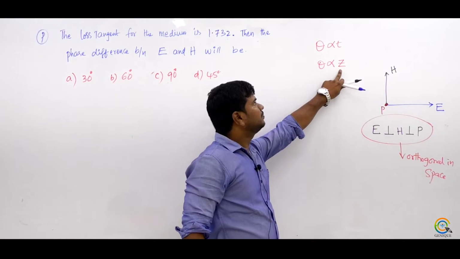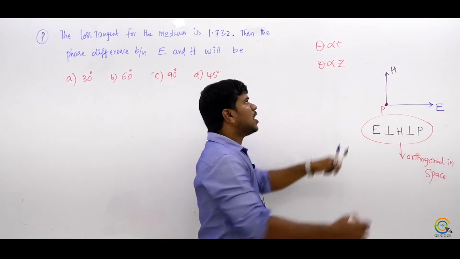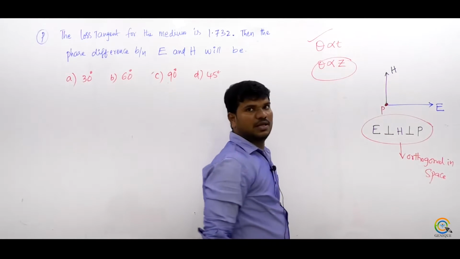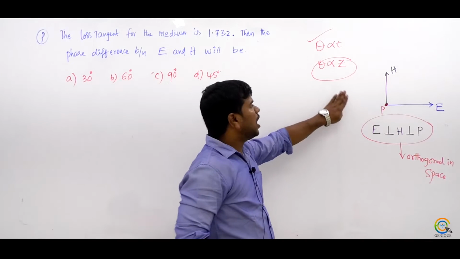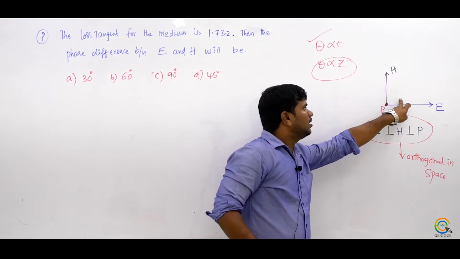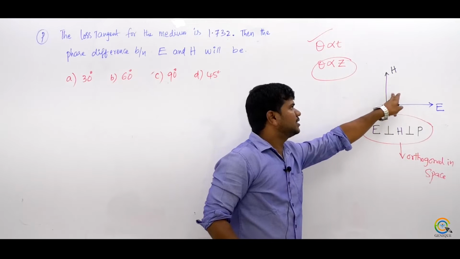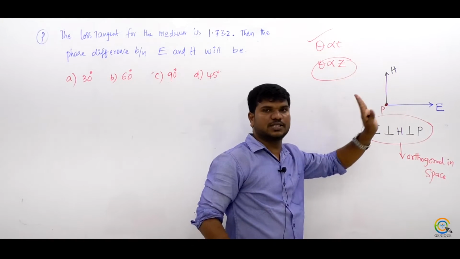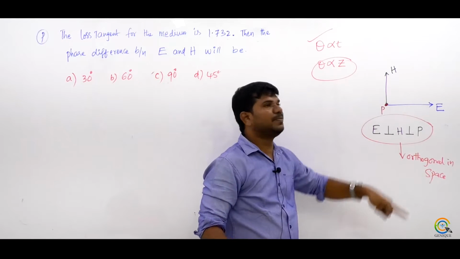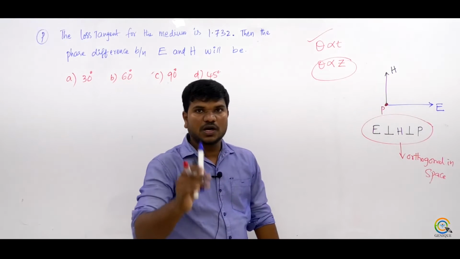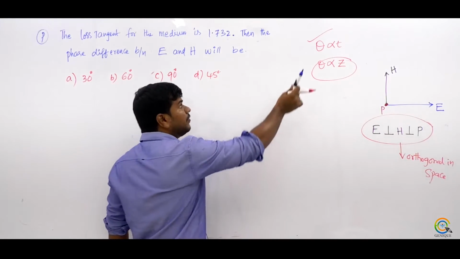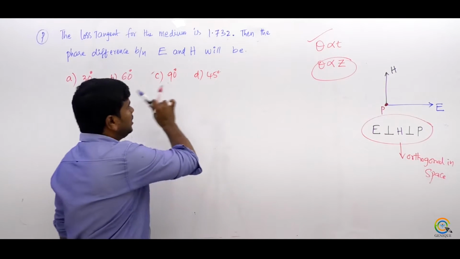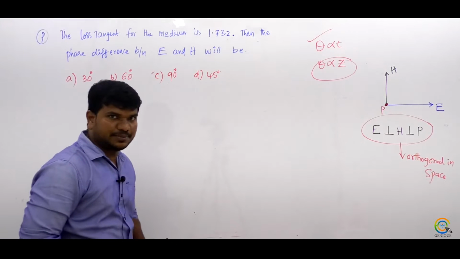He is not talking about this. He is talking about this. Definitely, no doubt, in space it will always be perpendicular, the phase difference is 90 degrees only. He is not asking about that. Everyone knows that E is perpendicular to H. He is asking about the phase difference with respect to time. That is the thing you have to notice here.